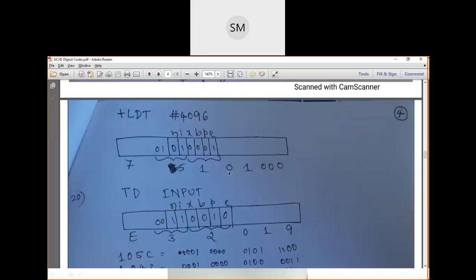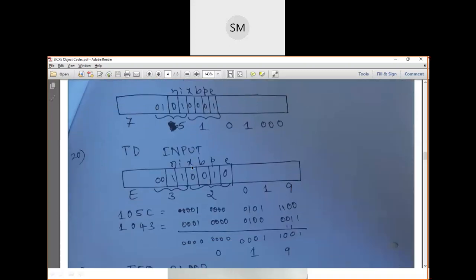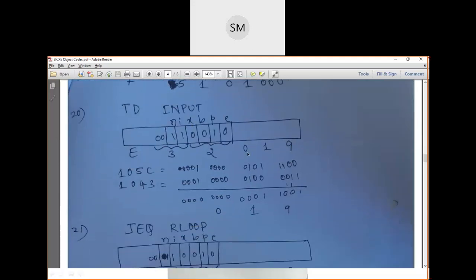And here I have prefixed it with a 0, because here you have to fill 20 bits of address. I have not written anything here, but you should write it. Okay, all these bits, zeros and ones, you should fill in this box. Okay, so the object code will become 75101000.